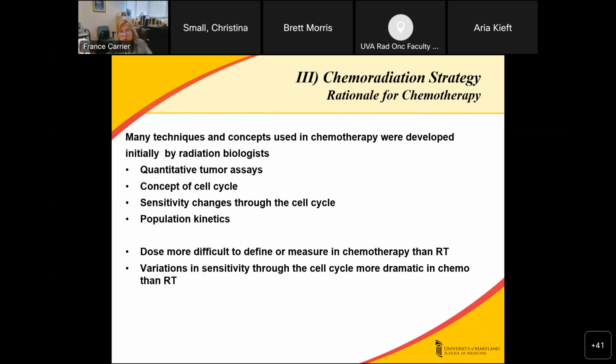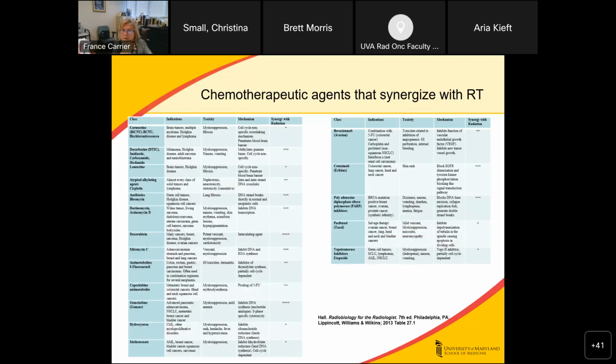It is more difficult, though, to define the dose of chemotherapy than it is for radiation therapy. With radiation therapy, we have a set dose that we know we want to use to get maximum local control and minimize the effect. With chemotherapy, it is more difficult to find the perfect dose. And as well as the variation in sensitivity through the cell cycle, we get a much more dramatic effect with chemotherapy than we have with radiation therapy. I'll show you why, because in a couple of minutes, some of the drugs, like antimetabolites, are only effective in S phase, for example. This is a table that I've lifted from the Hall and Giaccia textbook.